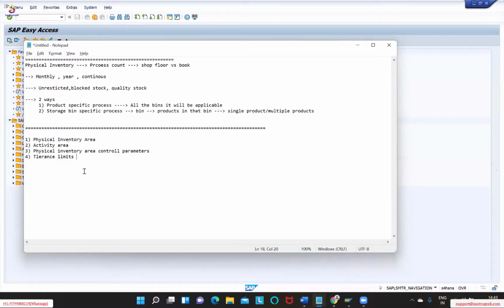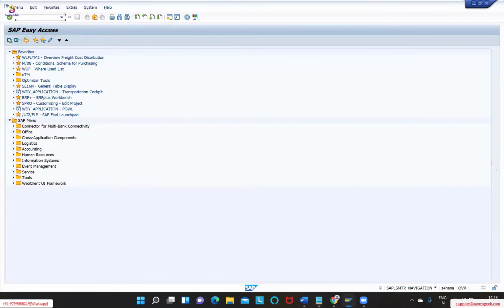Now, when we are talking about this particular physical inventory procedure, it is very clear that we have to have the physical inventory process mainly to compare the shop floor quantity versus your book quantity. That is the main purpose of this concept. Now, let's get into the system and I'll make it happen.